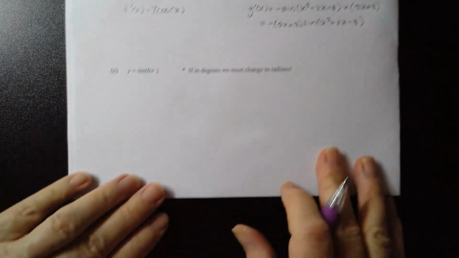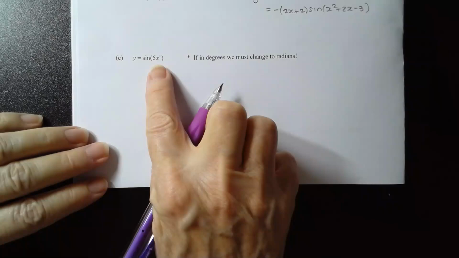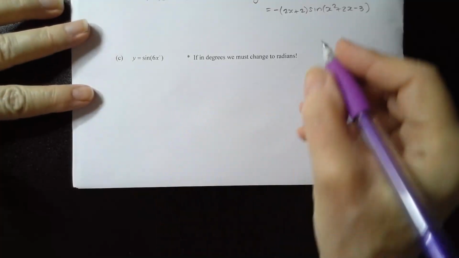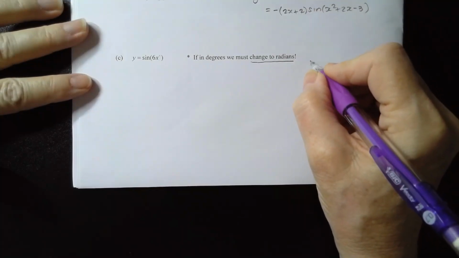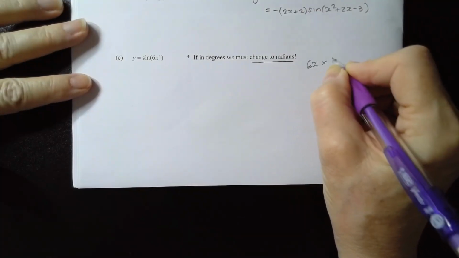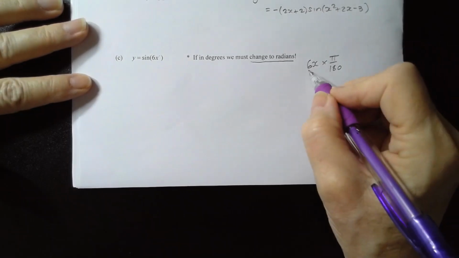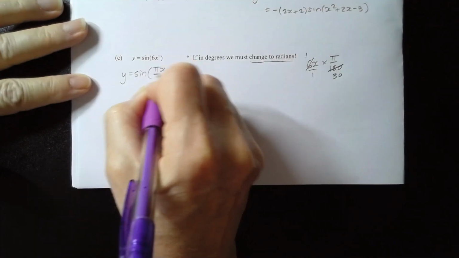Okay. Now, sometimes you have degrees in here. And when you have degrees in here, you must change it to radians before you can differentiate. So this is a good revision to say, okay, I need to multiply 6x by pi on 180. That's how I change degrees to radians. This is like a 1 underneath there, so that goes in here once, goes in pi x on 30. So I have y equals sine of pi x on 30.